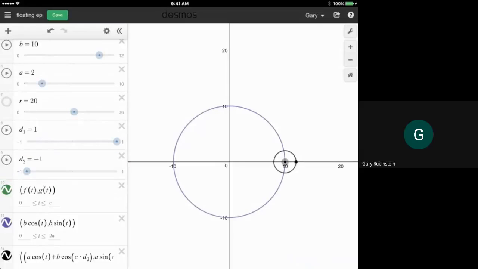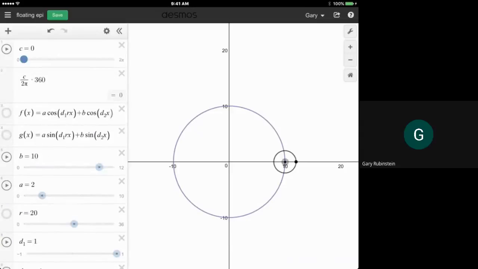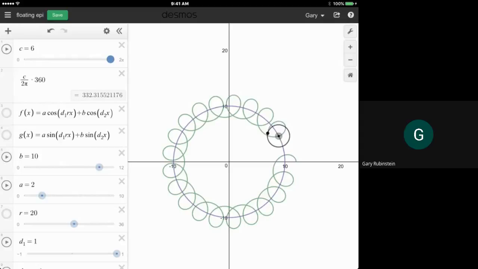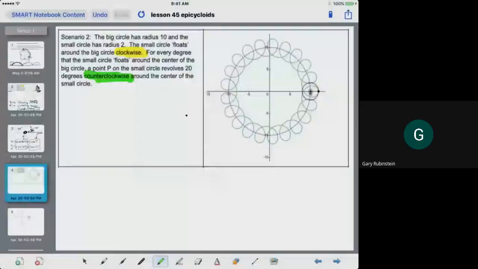Let's make sure that works. There. So this is a little weird looking because see how the circle itself is floating clockwise while the point on it is going counterclockwise. So it ends up looking like that. Anyway, what I'd like you to do, and you could type into the comments, what adjustments do you need to make to this equation to accomplish the circle going clockwise instead of counterclockwise? You could type it into the comments.